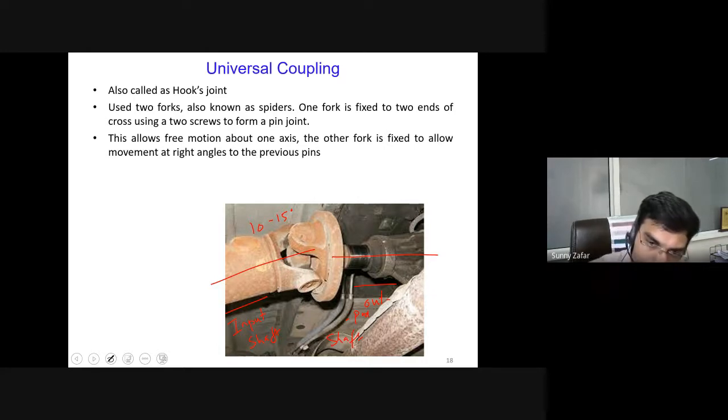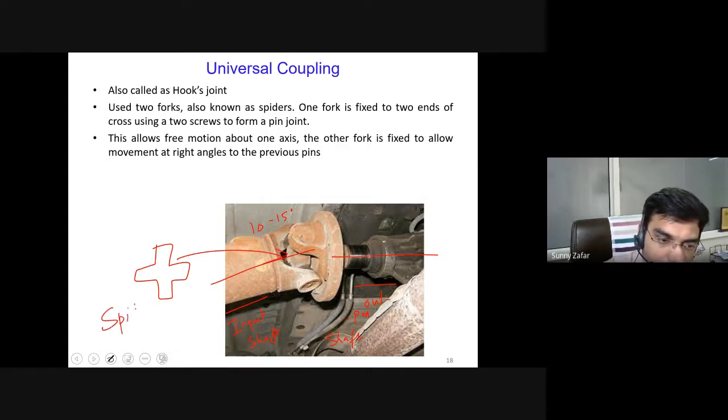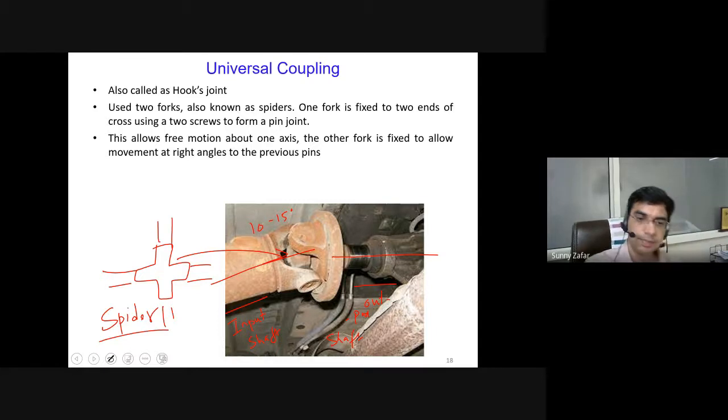And because of the presence of the spider, you can see here there is a cross arrangement in between, which is known as the spider. The spider is bolted from the x direction and the y direction. This gives an opportunity for free motion about one axis, while the other fork is fixed to allow movement at right angles to the previous pins. In this way, the spider allows motion in the x and y axes. So in both the axes, the motion is possible.